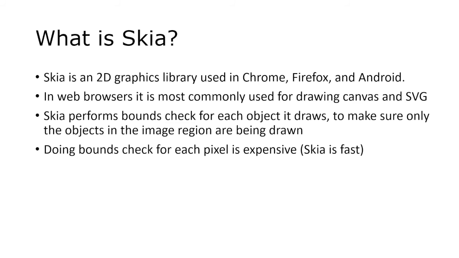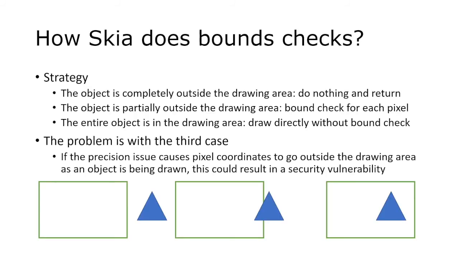And you might think that Skia will do bounds check for each pixel, but bounds checks are expensive in terms of CPU cycles, and Skia is fast, so that's not how Skia works. The strategy Skia uses depends on the relative location between the object and that drawing area. If the object is outside the drawing area, Skia will do nothing in return. If the object is partially inside the drawing area, it will do bounds check for each pixel. And if the object is in the drawing area, Skia will draw the object directly without any bounds check.